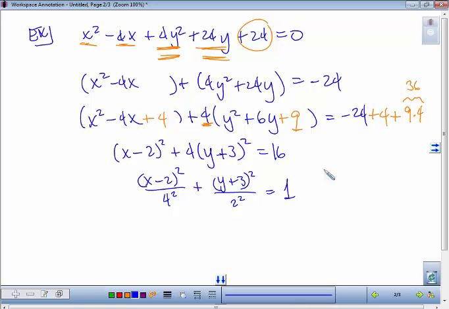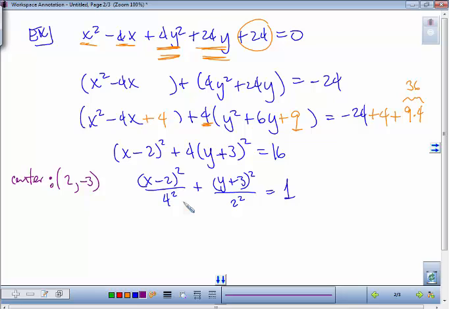Before we draw it, we can identify all kinds of things. We can identify the center point. What is the center point for this graph? Two, -3. We got the center point.